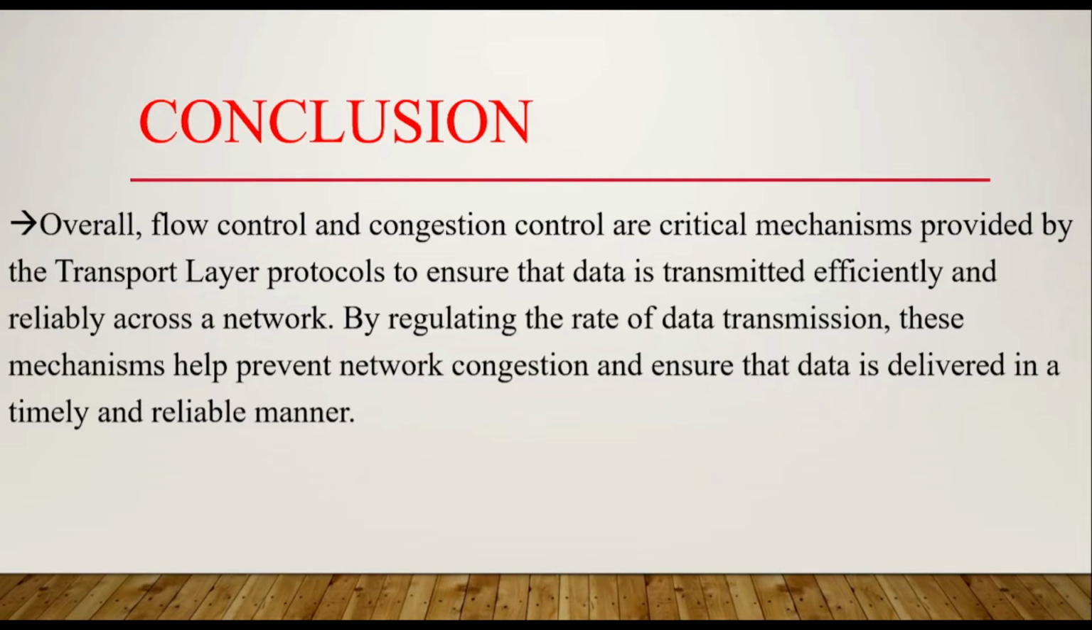Overall, flow control and congestion control are critical mechanisms provided by transport layer protocols to ensure that data is transmitted effectively and reliably across a network. By regulating the rate of data transmission, these mechanisms help prevent network congestion and ensure that data is delivered in a timely and reliable manner.